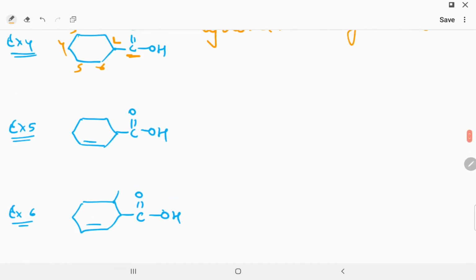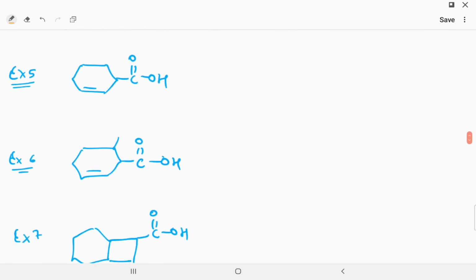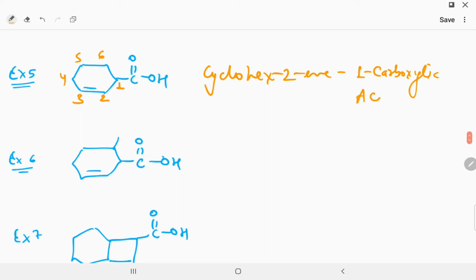Now examples number 5 and 6. Again, after choosing the carboxylic as the minimum number, we have to give the minimum number to the double bond. So we go with the minimum number to the double bond. So in this we say cyclohex-2-ene-1-carboxylic acid.